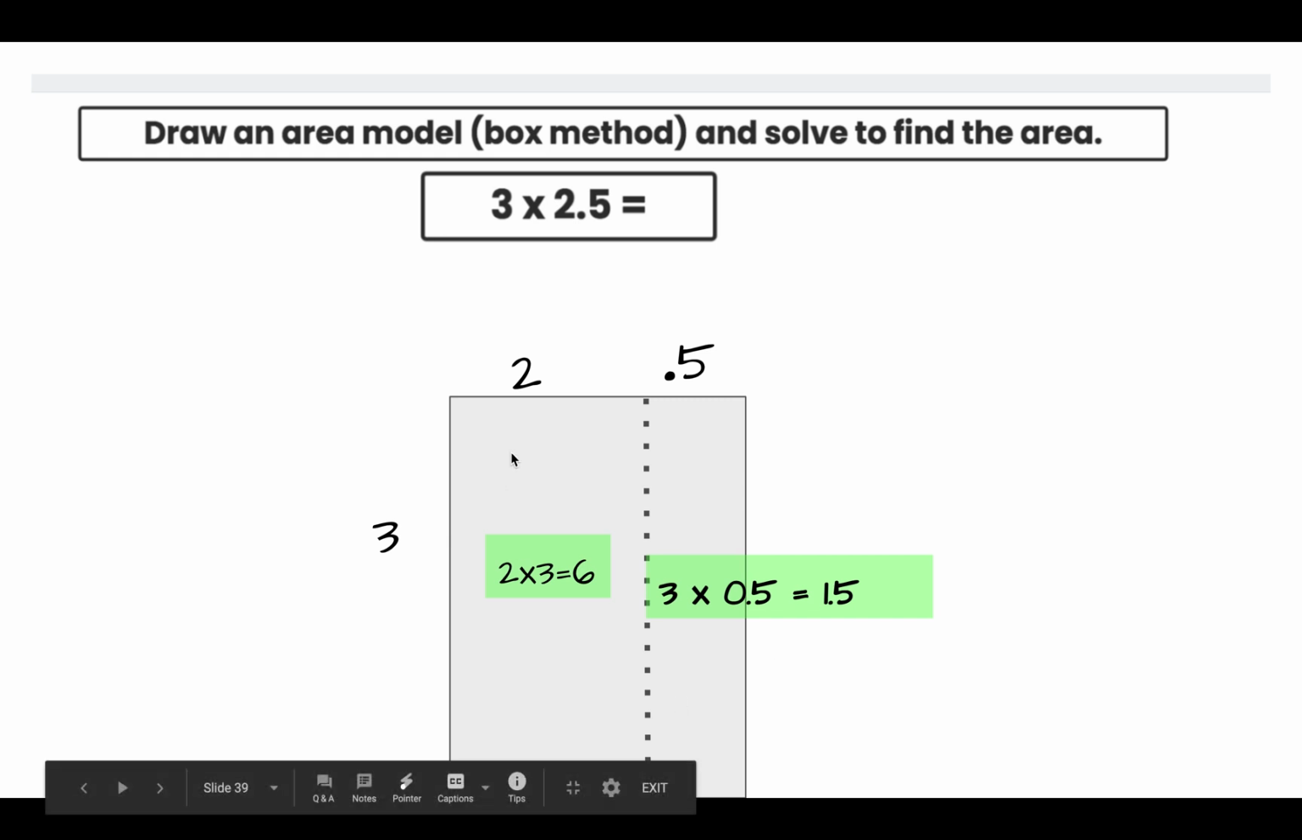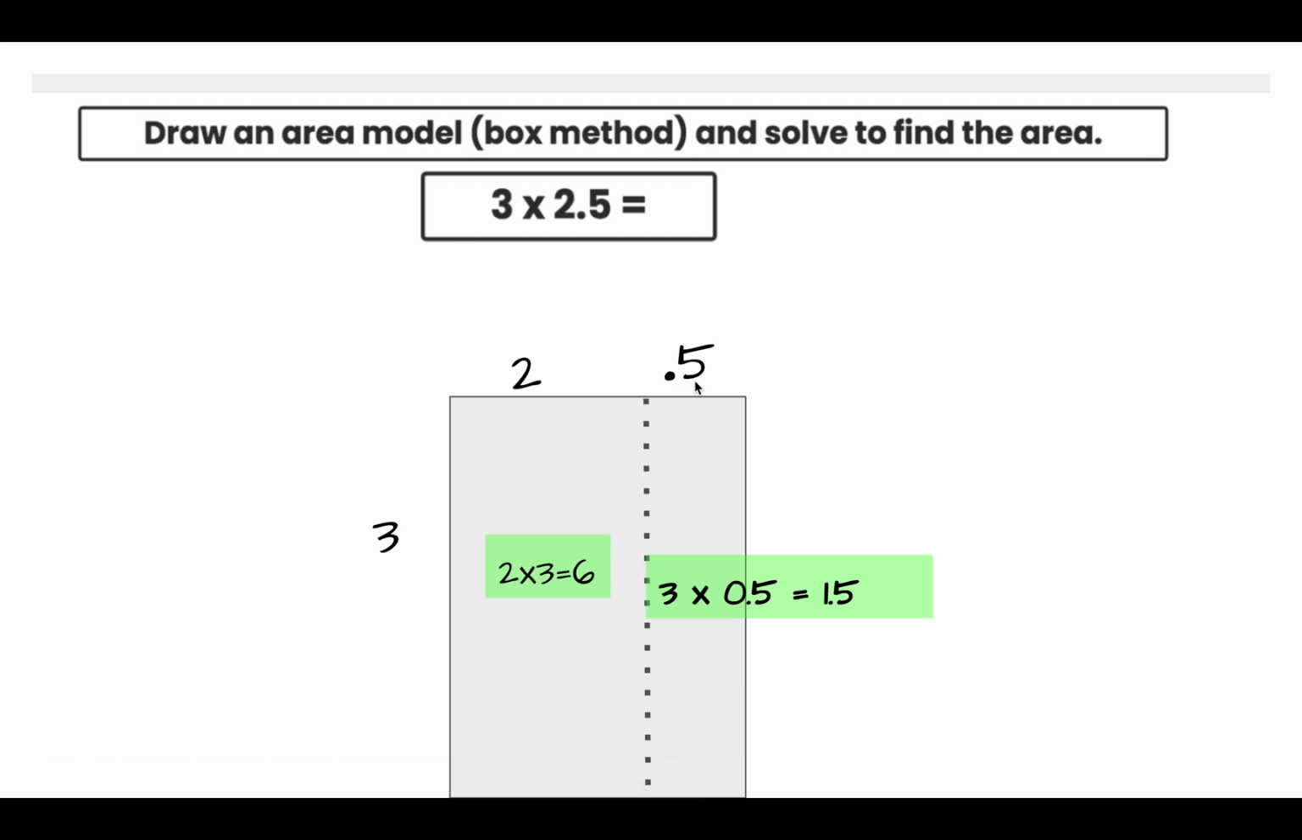So again, to solve this problem, we draw our box, we break up the numbers just like in the box method, and we multiply. Then we add them up for our final answer. Again, this is really similar to the box method of multiplication that we learned earlier this year. All right, let's start.